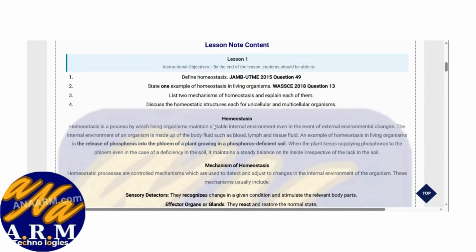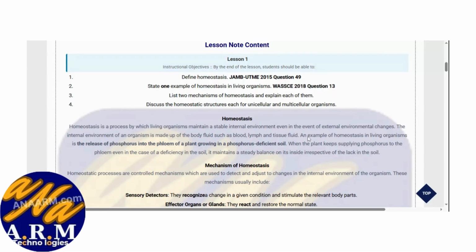Homeostasis. Homeostasis is a process by which living organisms maintain a stable internal environment even in the event of external environmental changes. The internal environment of an organism is made up of the body fluids such as blood, lymph, and tissue fluid.